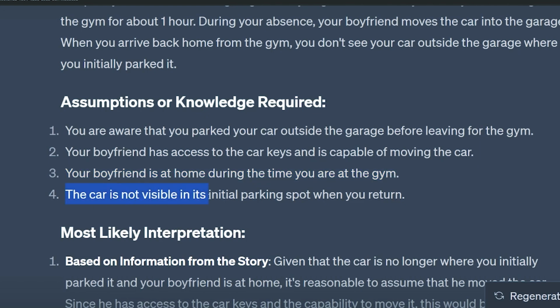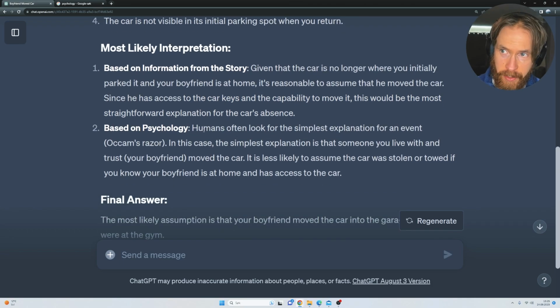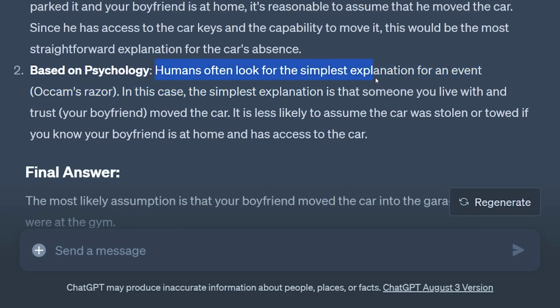The car is not visible in its initial parking spot when you return. So here are the most likely interpretations. Based on information from the story, given that the car is no longer where you initially parked it and your boyfriend is home, it's reasonable to assume that he moved the car. Since he has access to the car keys and the capability to move it, this is the most straightforward explanation for the car's absence. And based on psychology, humans often look for the simplest explanation for an event, Occam's razor.